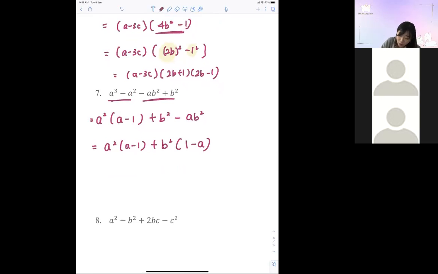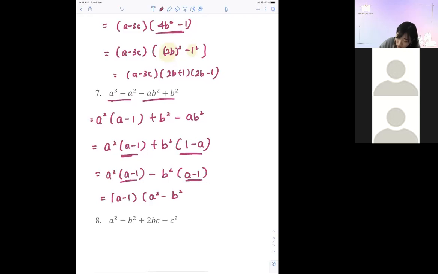So once we take out common bracket, they're almost the same, but not that the same. So we flip this one, the sign change to minus. Okay, with the common bracket, we can take out the common bracket. And then not done yet. This one is a square minus b square, so we can break it one more time. But your a plus b, a minus b.